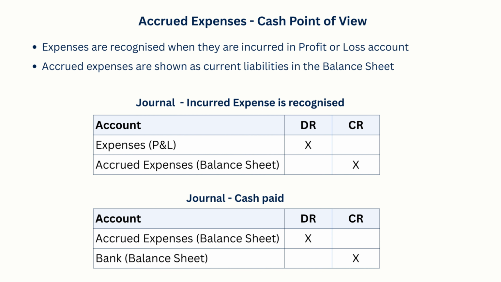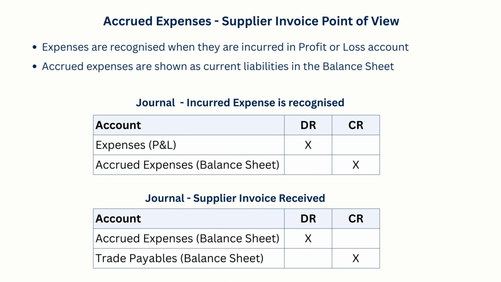When payment is made in a later period, the accrued expense is cleared by debiting accrued expenses and crediting bank. No expense is recognised at the point of payment because it has already been recorded when incurred. From the invoice point of view, when the supplier invoice is received, we debit the accrued expenses account in the balance sheet, clearing the accrual, and credit trade payables in the balance sheet.